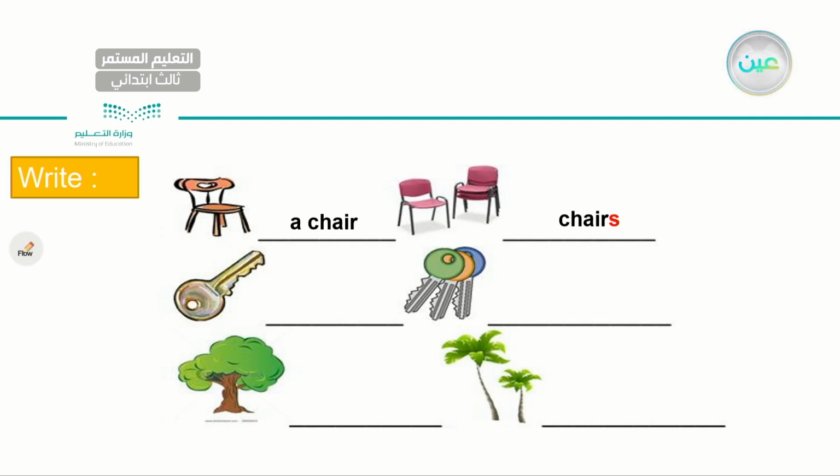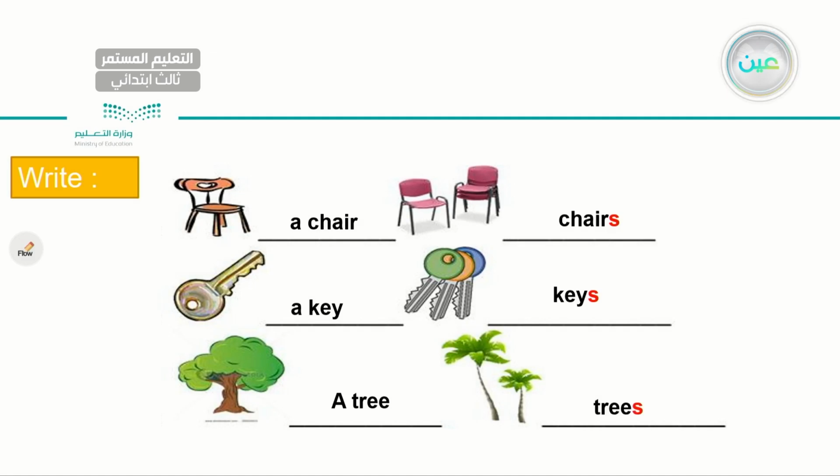I have singular, a key. A key, very good. Now, I have keys. I have keys, very good, excellent. Last one, I have a tree. And I have trees. I have trees, very good.